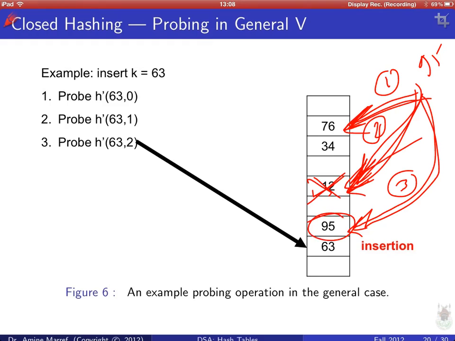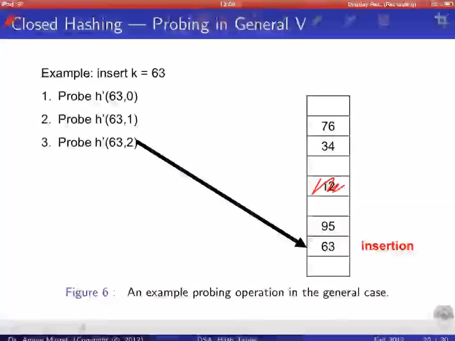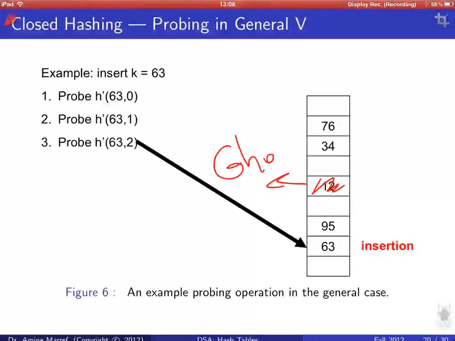For delete, I go to the slot indicated by the hash function, and I keep moving through the probing sequence. If I find an empty slot, it means that the item I'm trying to delete is not there. If I find a ghost slot, it means it might be there, so I keep looking for the item. If I find the item, I'm going to mark it as ghost. So this is how we perform the three operations in closed hashing.